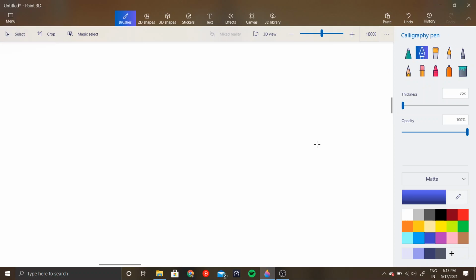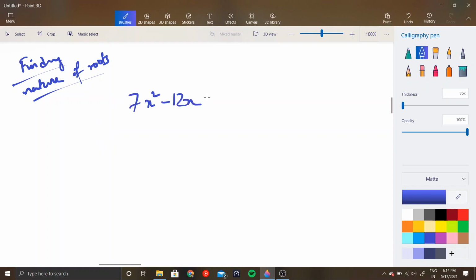In this class, let's start off by finding the nature of roots, not nature itself, okay. That's a philosophy class. Okay, so consider this example, 7x square minus 12x plus 2 equal to 0, and you are given to find out the nature of the roots. You don't need to find the root, you just need to find the nature of the root, okay. So that is basically if the roots are real and equal, real and distinct, or not real, okay.